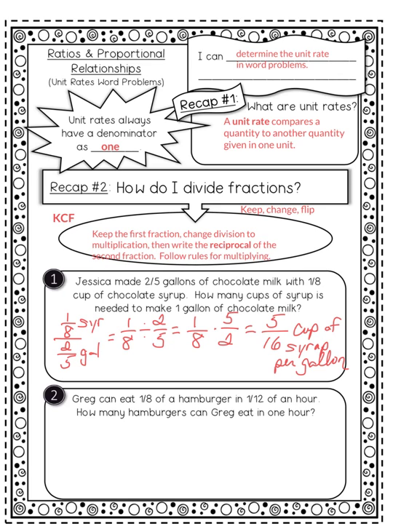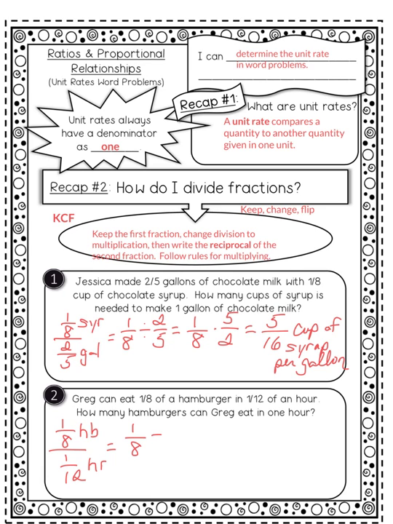Number 2. Greg can eat 1/8 of a hamburger in 1/12 of an hour. How many hamburgers can Greg eat in 1 hour? So we want to start with 1/8 of a hamburger over 1/12 of an hour. So this is the hamburger. This is my hour. I'm going to set up the division problem.